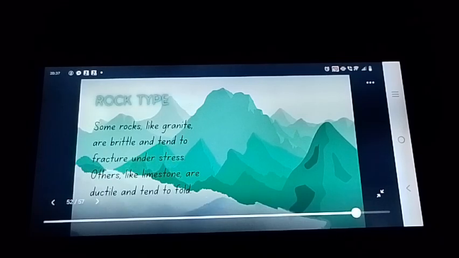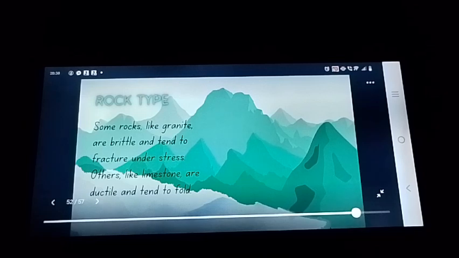So, rock types play a big role in how a rock deforms, because different rocks have different strengths and compositions. Here's a breakdown. Brittle rocks: think of a glass bottle. It can withstand some pressure, but beyond a certain point, it shatters. And ductile rocks: imagine a metal wire. You can bend it without breaking it, and it will stay bent even after you release the pressure.